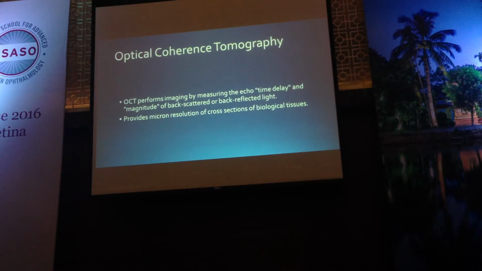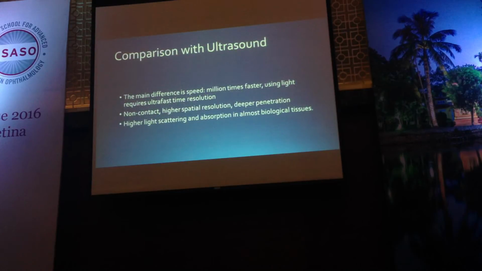The OCT machine is going to provide micron resolution cross-sections of biological tissues. So it's not only the ocular tissue that has OCT imaging. There are some other parts of the body, some other branches of medicine that have OCT as well. It's not only eye disease or retinal disease.